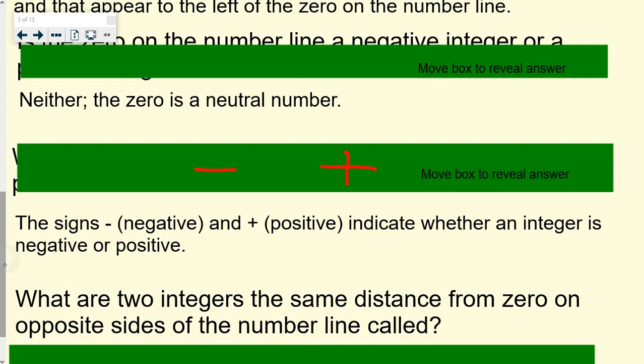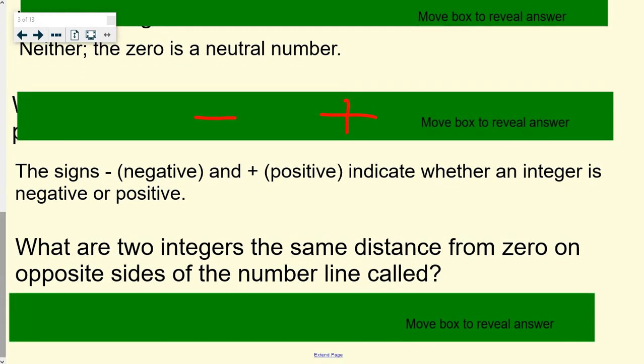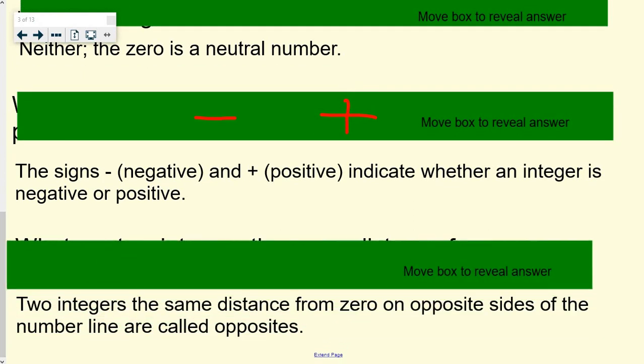Finally, what are two integers the same distance from 0 on opposite sides of the number line called? They are called opposites. So if you have positive 4 and negative 4, they're both 4 away from 0. 1, 2, 3, 4. Or 1, 2, 3, 4. So it's going to be 4 and negative 4, and that's opposites. You need to know this because that will pop up on a test. Hint, hint, hint.